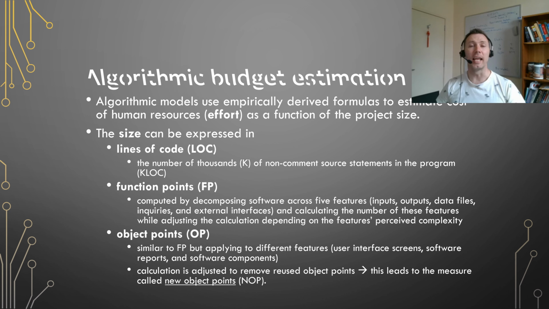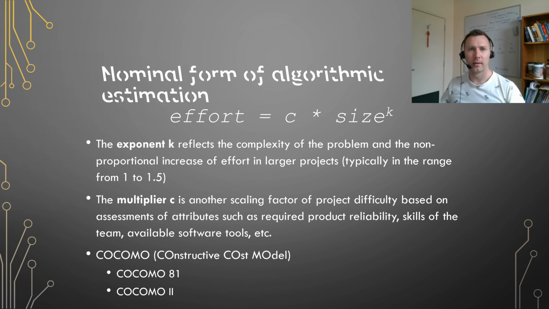Object points are even more general. We're counting things again, but in this case we're counting features, user interface screens, software reports and software components. We adjust the calculation with weighting factors to reflect feature complexity. The calculation is also adjusted to remove reused object points. This leads to the measure called new object points, or NOPs.